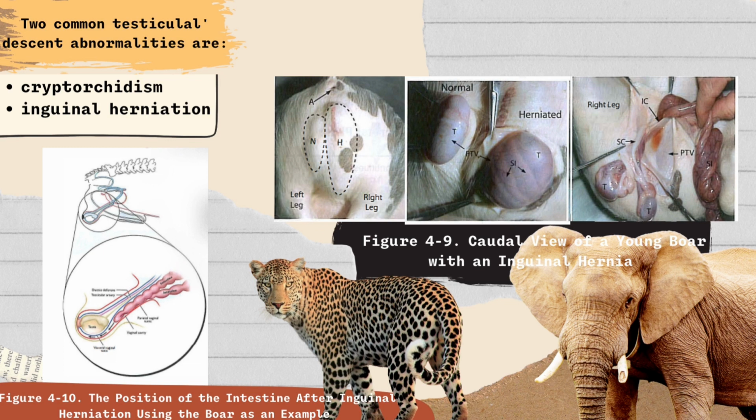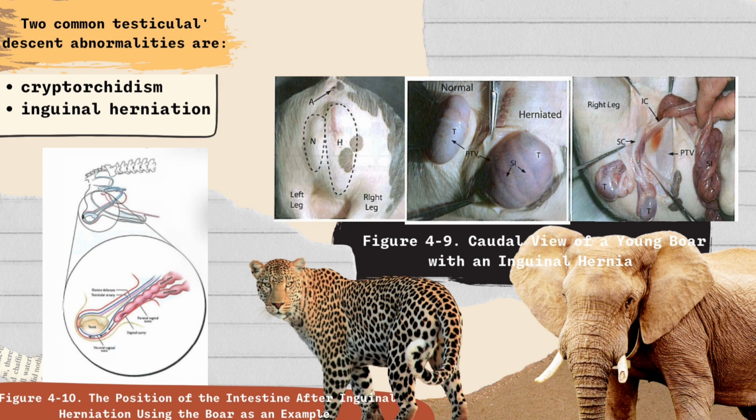Two common testicular descent abnormalities are cryptorchidism and inguinal herniation. Failure of the testes to descend into the scrotum is called cryptorchidism. The prefix crypt means hidden, concealed, or not visible to the naked eye. Orchid is a Latinized Greek word referring to the testes. Thus, the word cryptorchid literally means a testis that is hidden from view.